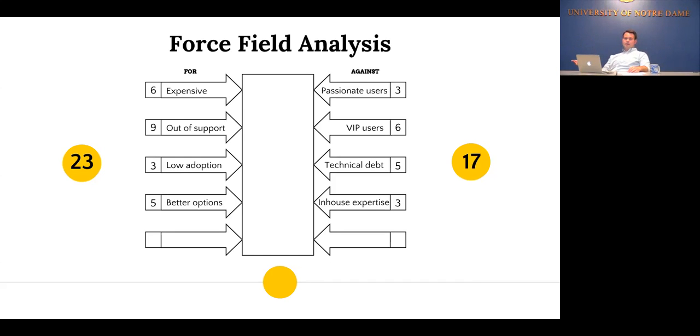There's a lot of technical debt, so it's hard to manage it. We don't have a lot of in-house expertise. But again, that's not a compelling reason because we can get expertise. We can train people in most cases. So when we add these things up, we see that the fors outweigh the against. Still a pretty subjective process to rate these things, but it can be useful.